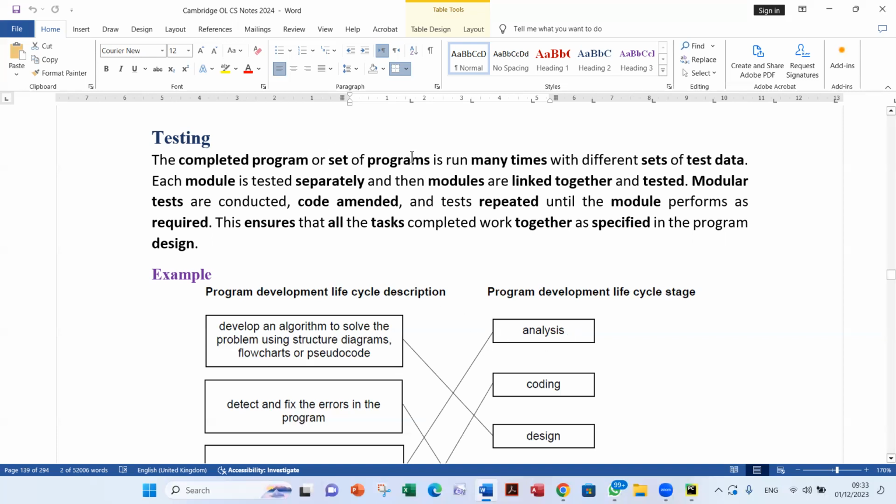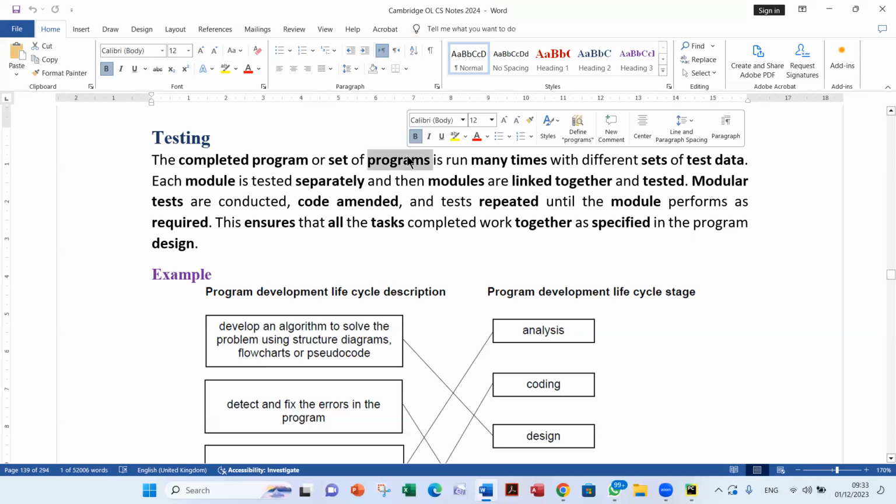So the complete program or set of programs, if you are doing a modular program, is run many times with different sets of test data: normal test data, abnormal test data, extreme test data. Each module is tested separately. Then modules are linked together and tested. Modular tests are conducted, so you test every module separately. And then code is amended if it needs, and tests are repeated until the module performs as required. This ensures that all the tasks completed work together as specified in the program. And then you combine and test them together.